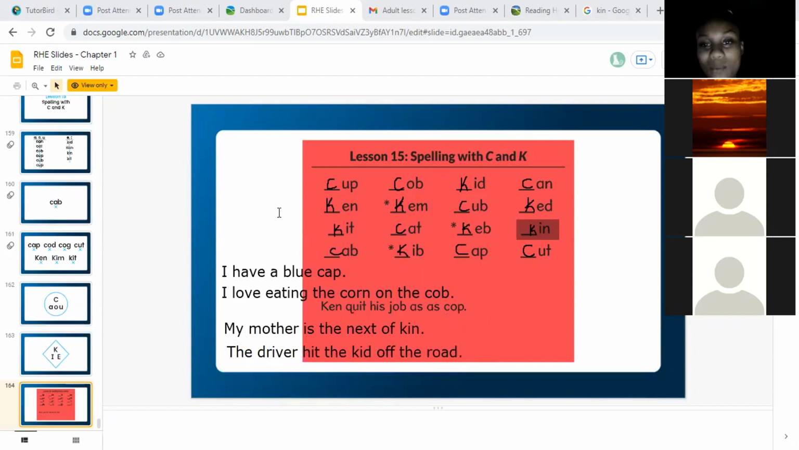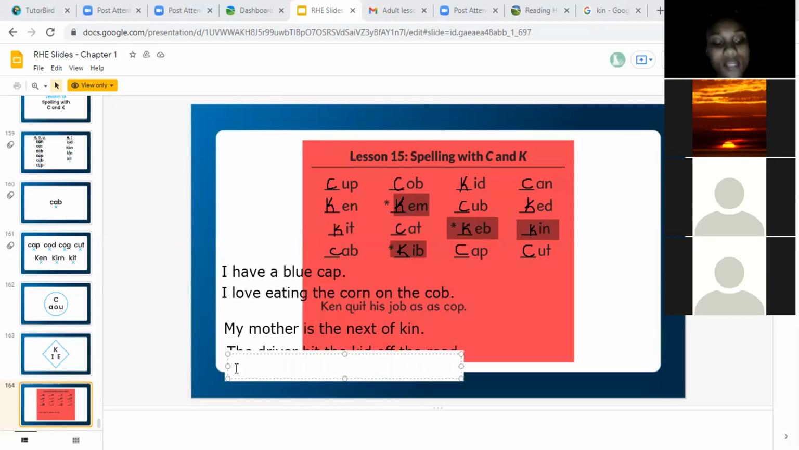All right. Which other one have we not used yet? Ken. Oh, we can't use that one because that's a nonsense word. Oh, yes, Ken is the name of someone. So give me a sentence now. My best friend is Ken. Ken is my brother. What do you want to say about Ken now? Ken is my brother.